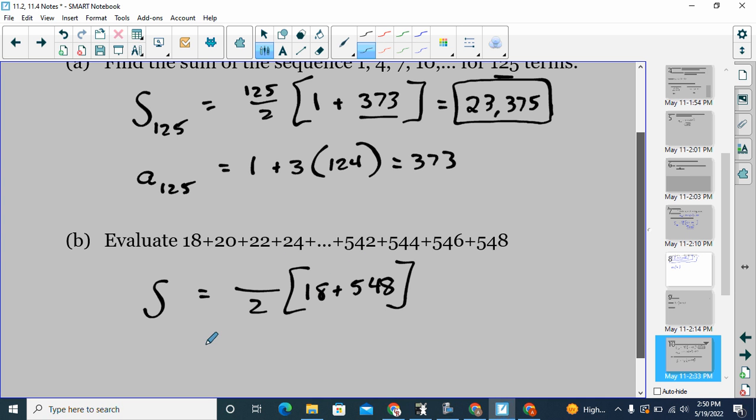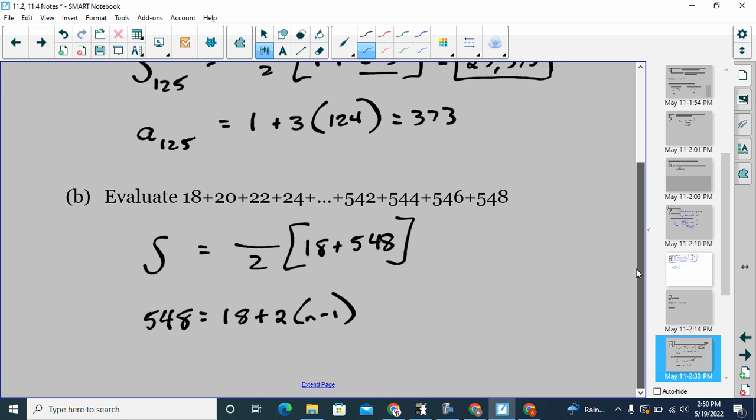Again, we're going to go back to the sequence formula. The sequence formula says the last term is equal to the first term plus the common difference, plus 2, plus 2, plus 2, times n minus 1. I can then solve this equation for n and plug n into my sum formula. So subtract 18 from both sides, divide both sides by 2, is that 265, I think.